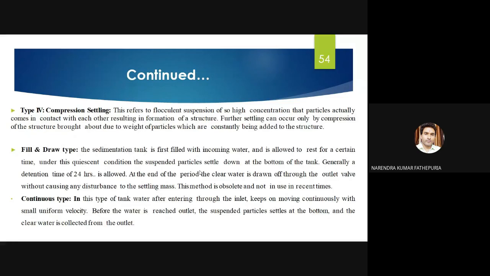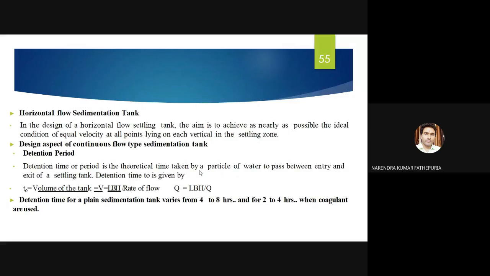Then the types of sedimentation tank: fill and draw type, continuous flow type, horizontal flow sedimentation tank. These also we have discussed last time. How will you get the detention time values and the volume of the tank? So Q, the flow rate, you will get it, the surface flow rate, the volume divided by discharge flow rate. You will get all these things.